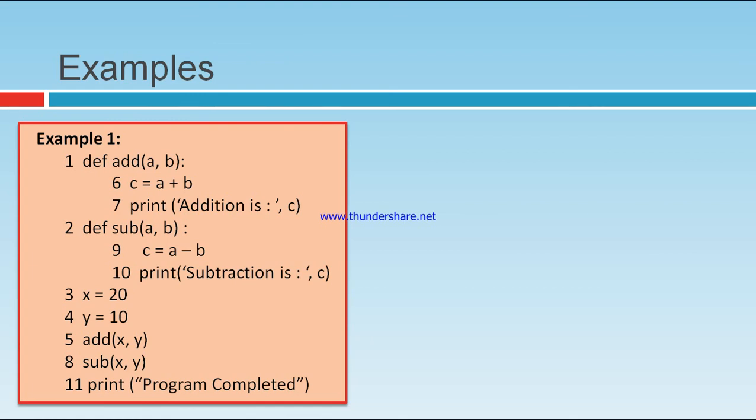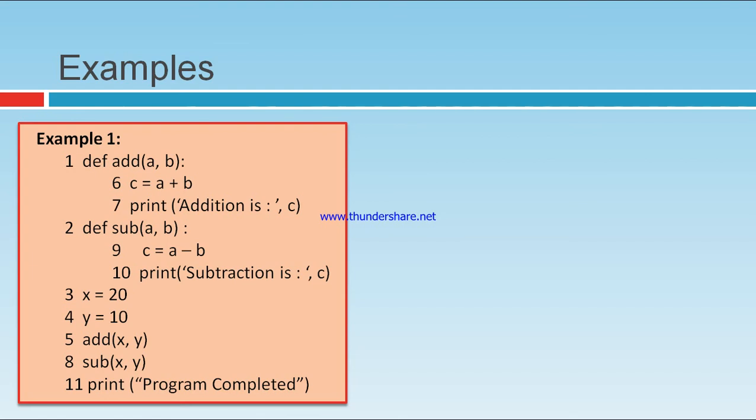Then line number 7 will show on the monitor. Print addition is, the result that is there inside the variable c will be there on our monitor, right? Here only two lines are there inside the function. The function executes all its statements, so from line number 7 it jumps back towards the main program.